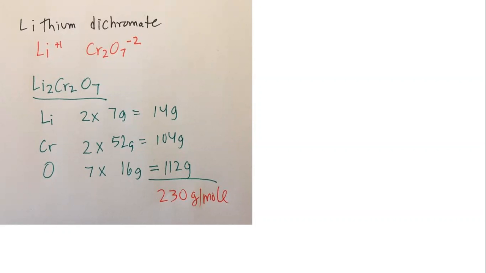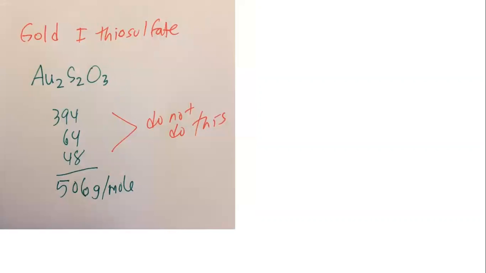Now for the next 2, I took a shortcut because I'm not getting graded and I don't want you to do what I do, but you should be able to see clearly what happened. In gold, Roman numeral 1, thiosulfate, the gold ion is positive 1, thiosulfate is a negative 2. So we're going to need 2 golds and 1 thiosulfate, Au2S2O3. Each gold is 197 grams per mole. 2 times 197 is 394. Each sulfur is 32 grams per mole. I have 2 of them, that's 64. And each oxygen is a 16. 16 times 3 is 48, so it's 506 grams per mole.